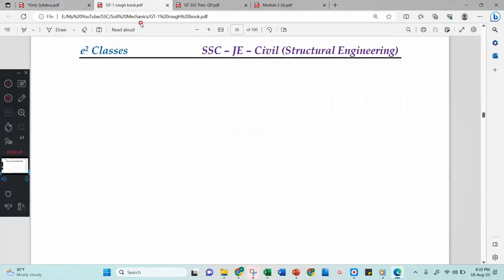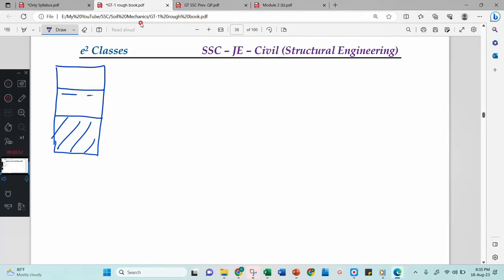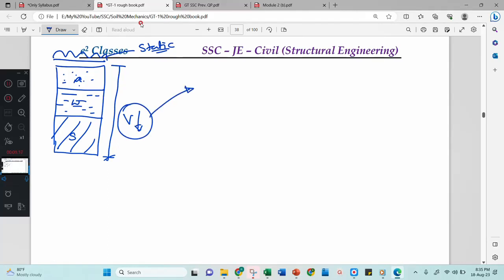In last class we have discussed consolidation. Consolidation means the soil is compressible. Why compressible? Because when we apply load to the soil, the soil volume will decrease. This is a three-phase system: this is air, this is water, and this is solids. When I apply some load here, static load or dynamic load, whatever load you apply, this volume will decrease. When this volume decreases, that soil is called a compressible soil.